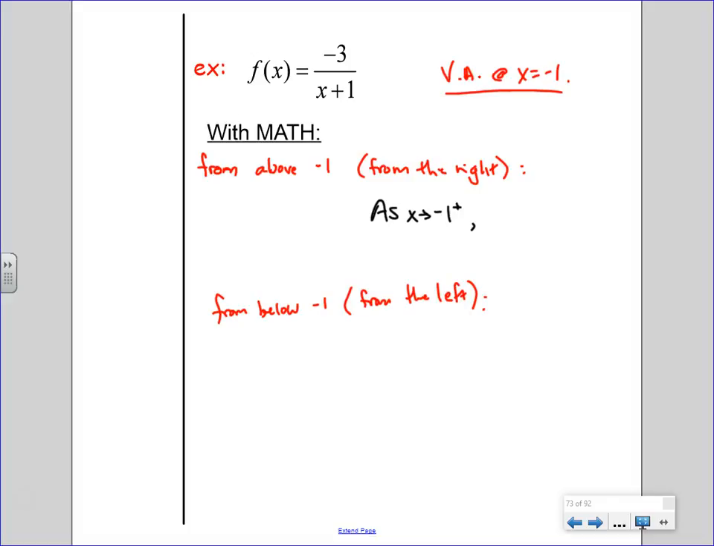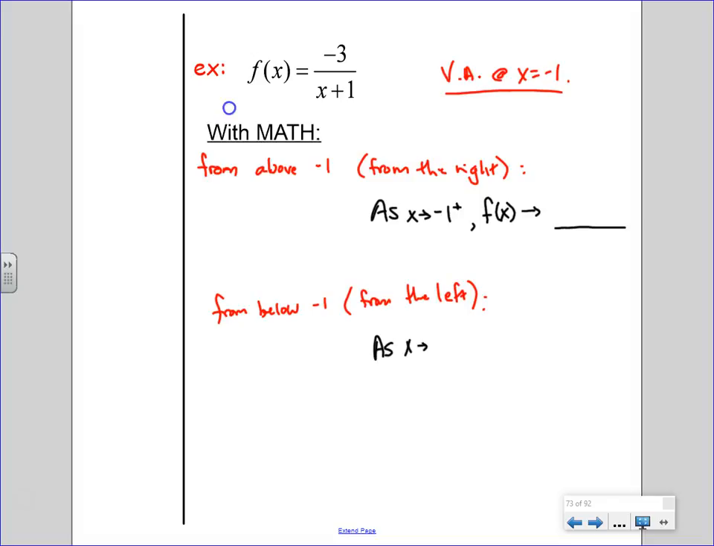You guys are used to the "as x approaches" from our end behavior, but then we were saying as x approaches infinity, x was going to the right. Now it's coming from the right towards a number. So that's what's different. But we're still trying to answer the question, what is f of x approaching?